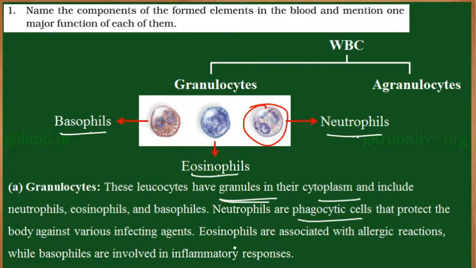So similarly, eosinophil, it is also granulated. They have got granules in the cytoplasm. These are associated with allergic reactions. So when a foreign substance enters into a body and an inflammation takes place, these chemicals or granules which are present in the cytoplasm of eosinophils are released and react with the pathogen, and an allergic reaction takes place. So eosinophils release the granules when a foreign substance enters, whereas basophils are involved in inflammatory responses.